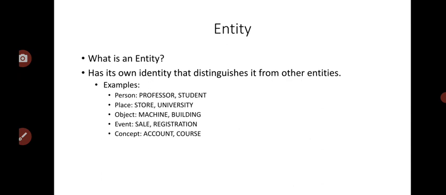Now we will come across what an entity is. An entity is a real world thing which exists physically in this world. Examples of entities: it might be a person, such as professor, student, employee; or a place, such as store, university, library; or an object, such as machine, building, computer; or an event, such as sale, registration; or a concept, such as account, course. So these all come under the entity.